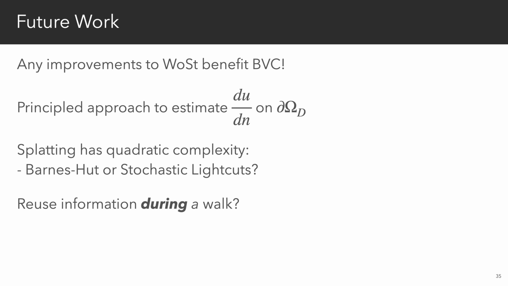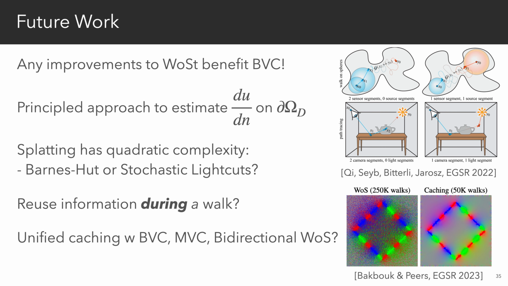It's also worth exploring how we can improve estimates from individual random walks by reusing information during the walk itself. And finally, it may be possible to develop a unified caching scheme that incorporates other recent variance reduction techniques, such as bidirectional walk-on spheres or mean value caching. It seems like there's still a lot of scope for reducing variance and sharing information across walks.